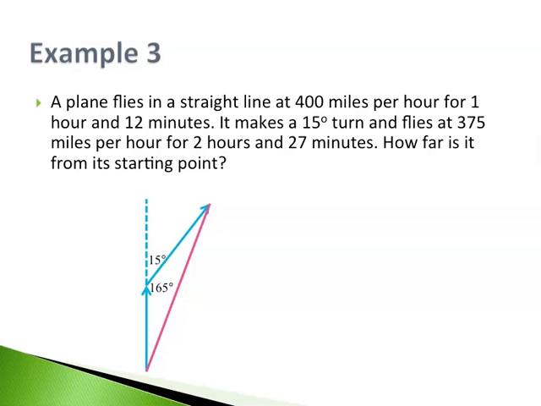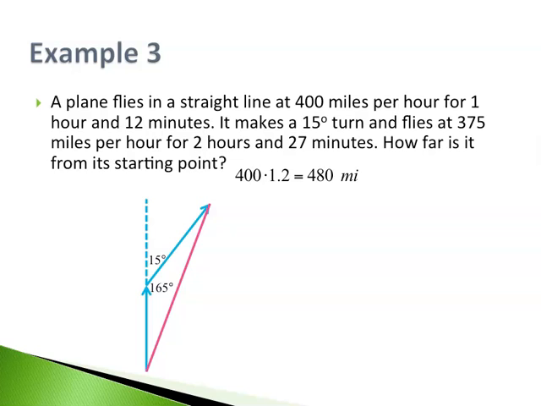Now 1 hour and 12 minutes, you want to convert this all into hours before you multiply by 400. So 12 minutes into hours, you do 12 minutes over 60 minutes. So 12 over 60 gives you 0.2. So 1 hour and 12 minutes is 1.2 hours. 400 times 1.2 is 480.